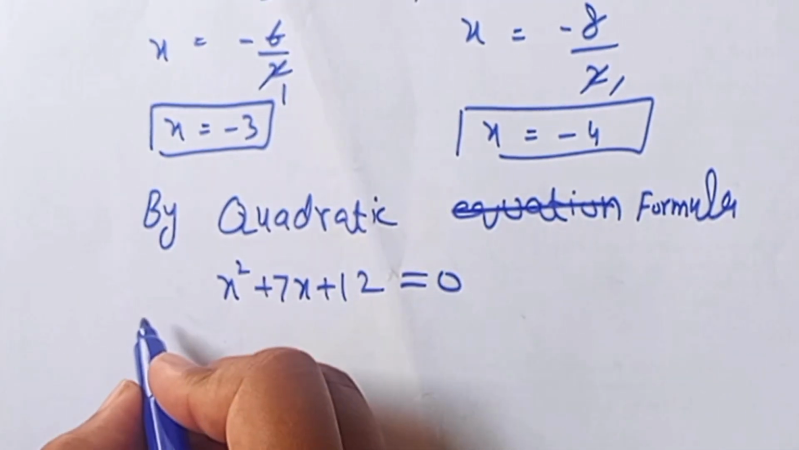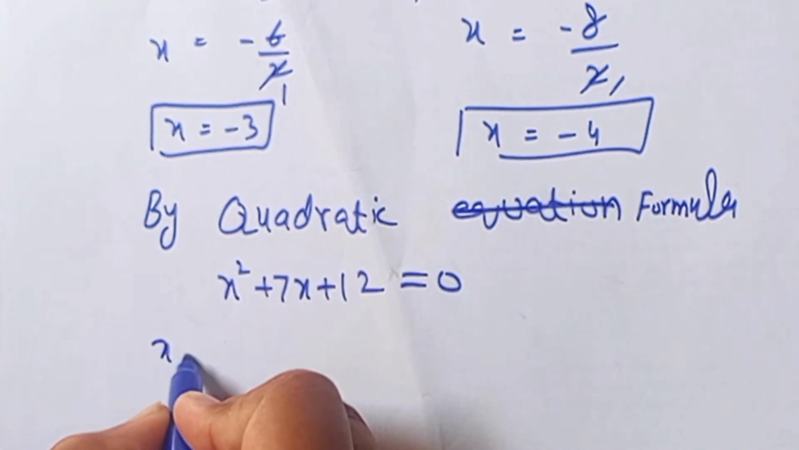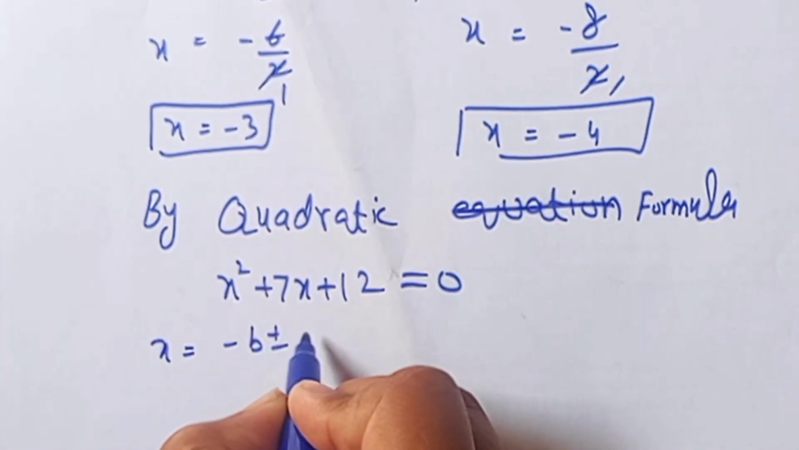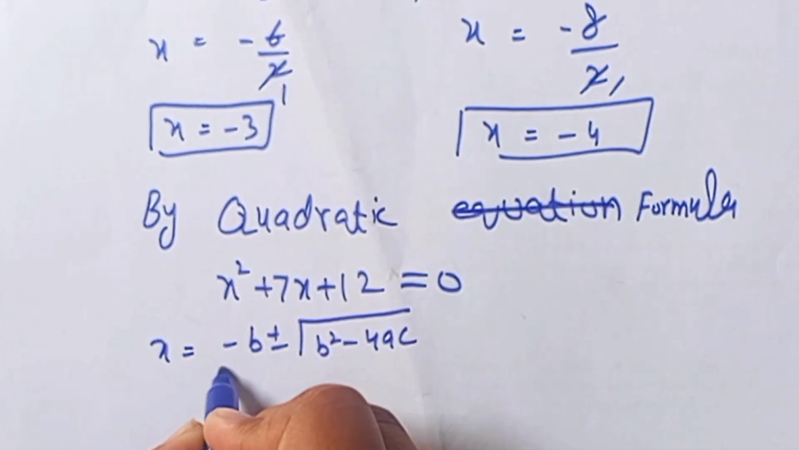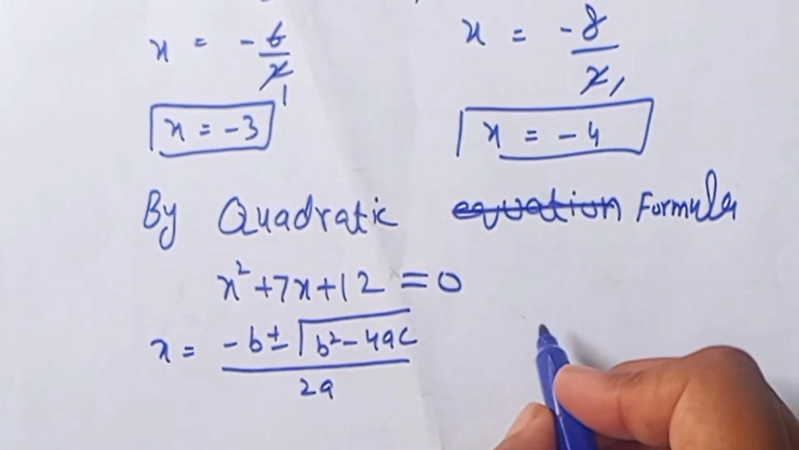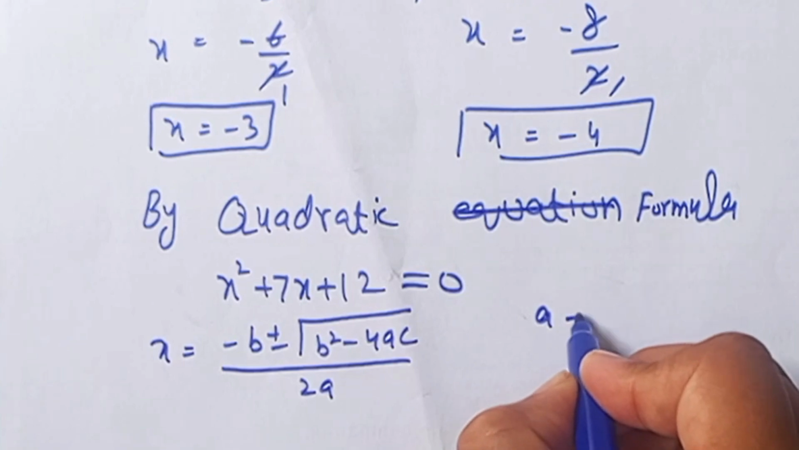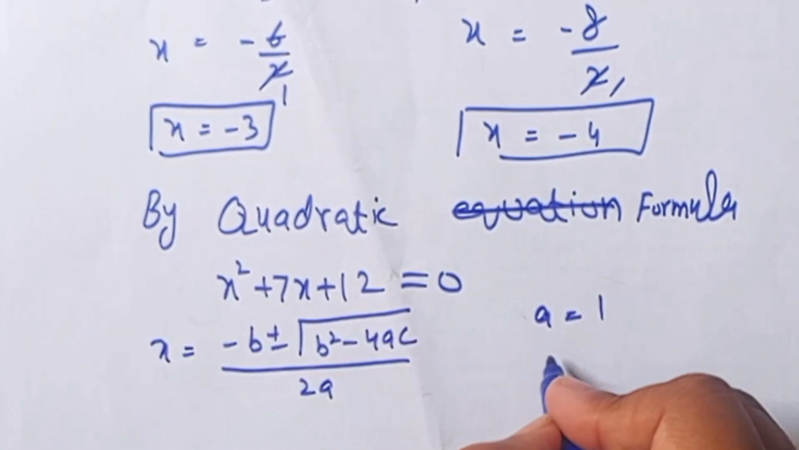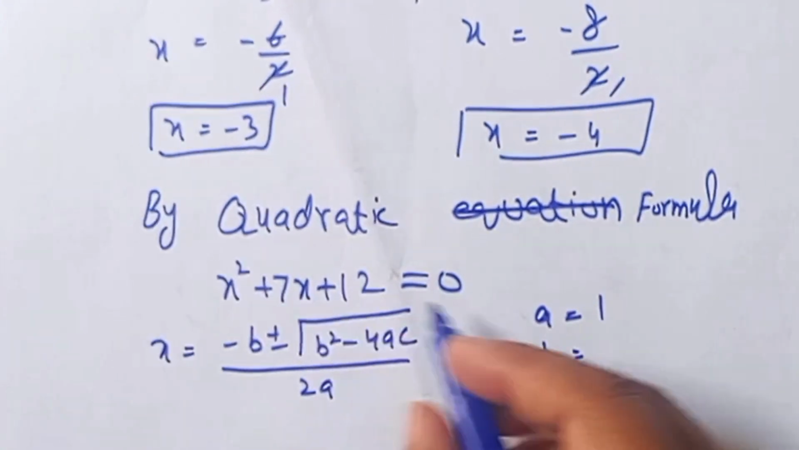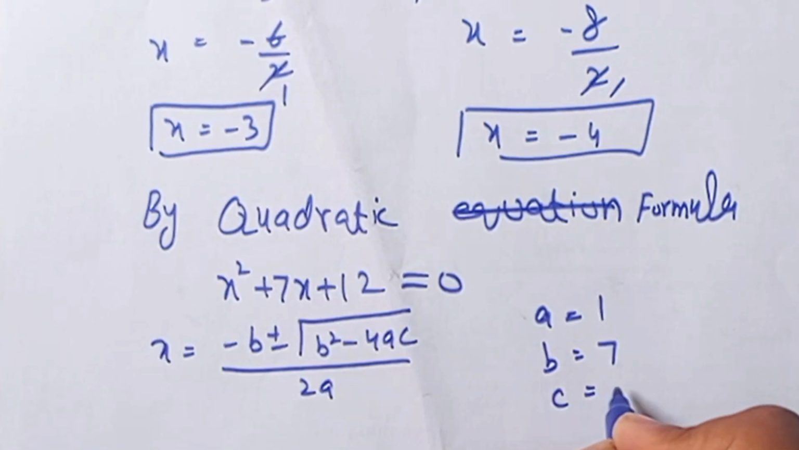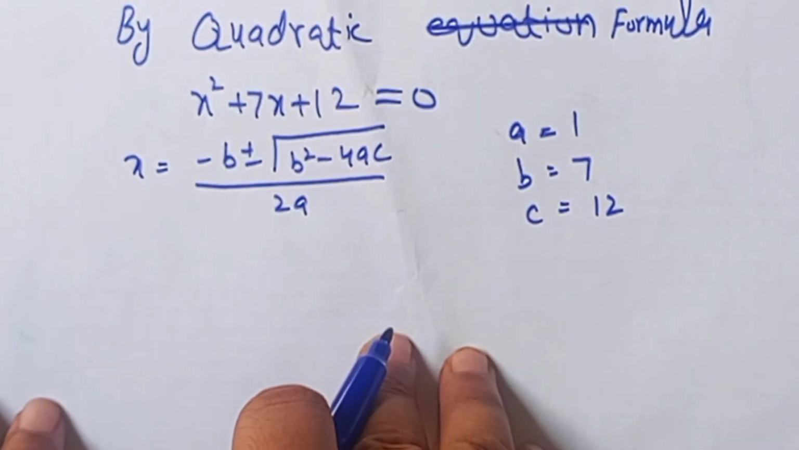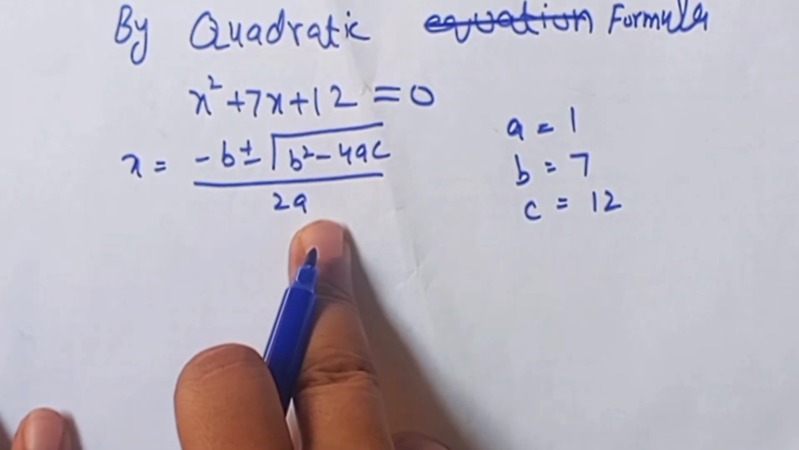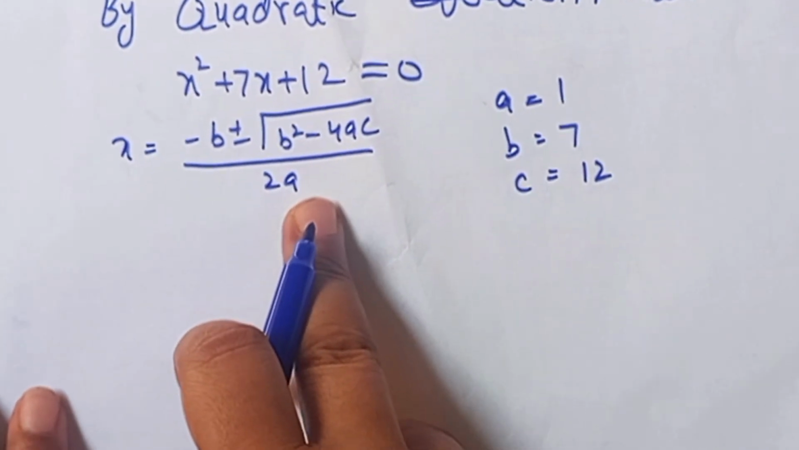So we know that the formula is x is equal to minus b plus minus square root of b square minus 4 times ac over 2a. Now what is a? A is the coefficient of x square, which is 1. B is the coefficient of x, which is 7. And c is the constant, which is 12. And we just substitute these values in the formula, then we get the answer of x.